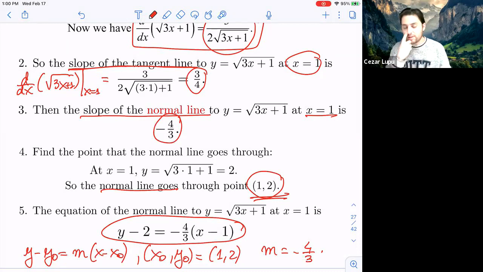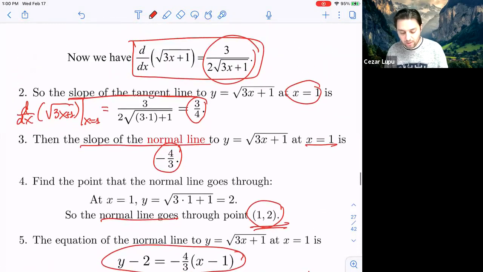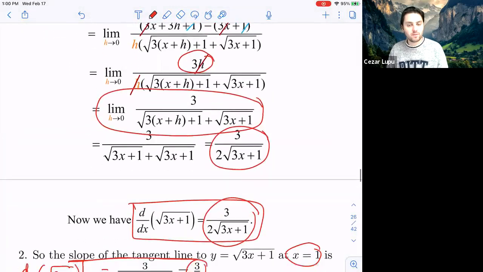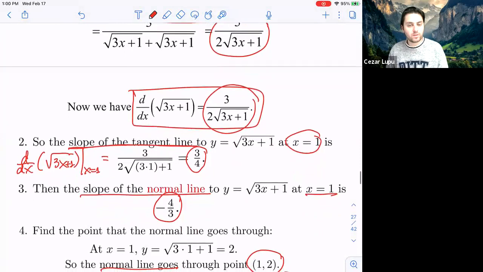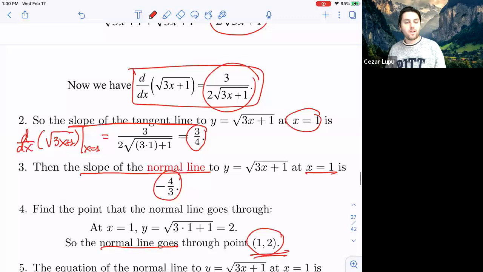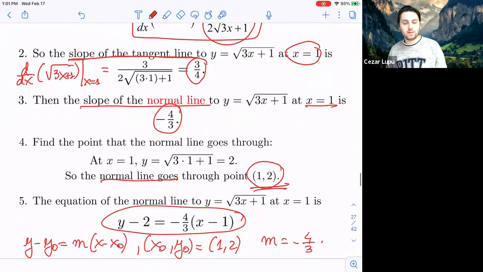And to find the slope of the tangent line, you need to find the derivative evaluated at that point. And here we go. So these are the steps that you need to follow, right? First, you need to find the derivative. And then you find the slope of the tangent line at that point, which is the derivative evaluated at that point. Then from the slope of the tangent line, you find the slope of the normal line. And from there, you have to have a point that the normal line goes through, and then the equation follows immediately.